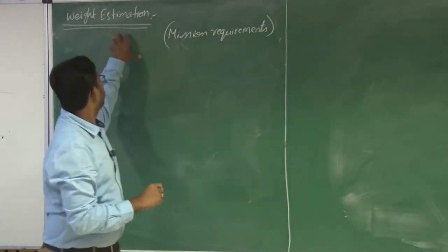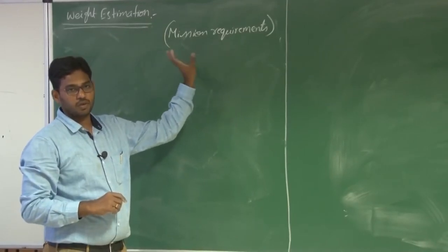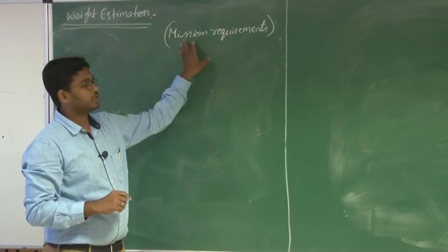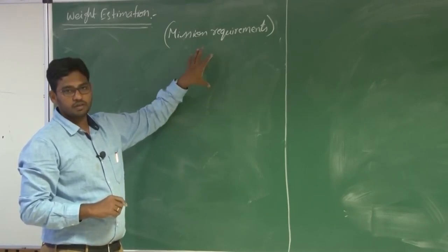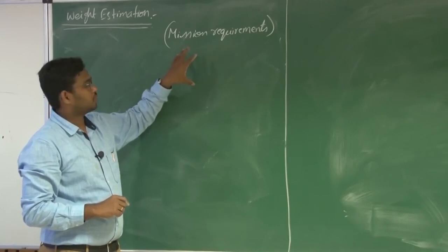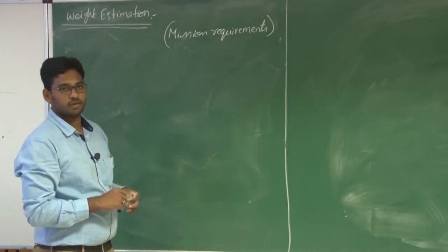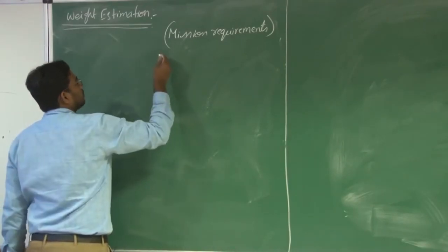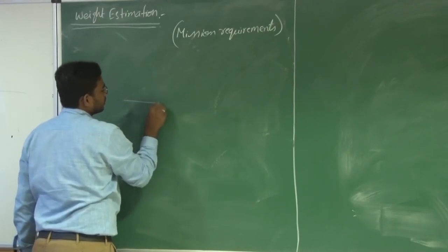So, the weight of a system varies from one aircraft to the other, or one UAV to the other UAV, based upon the mission requirements. Mission requirement is the set of tasks that this aircraft has to perform, or the set of performance parameters that this aircraft has to possess. So, what will be a typical mission requirement of a UAV?